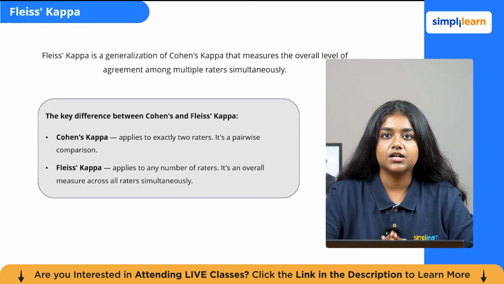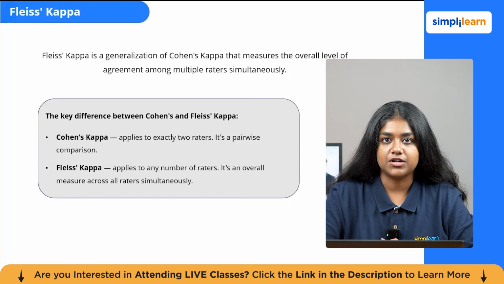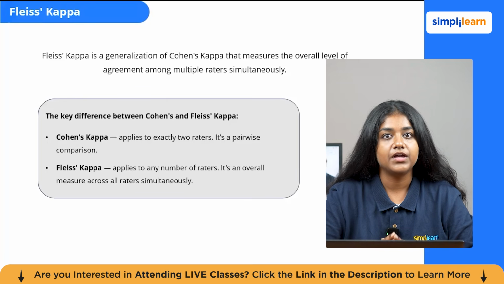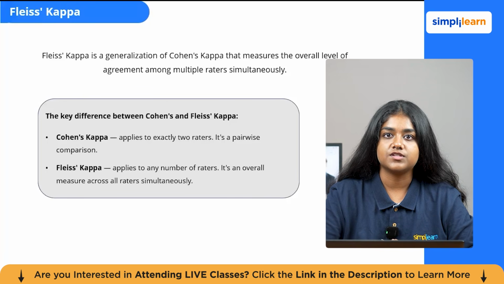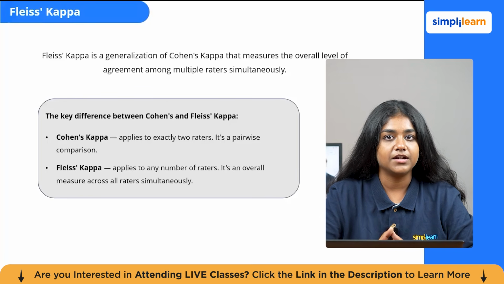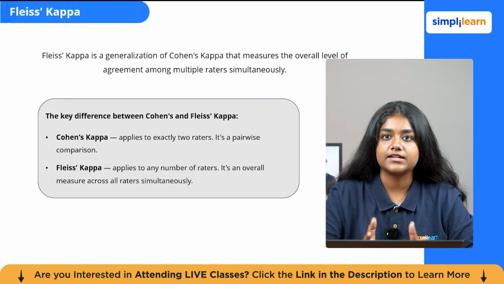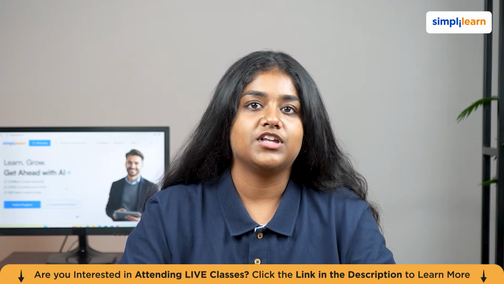Both are used to make a pass or fail judgment about the attribute inspection. If Kappa values are high, the inspection system is considered reliable. If Kappa values are low, the inspection process needs improvement through better standards, better training, better lighting, or clearer acceptance criteria. So with that, we've come to the end of this module.